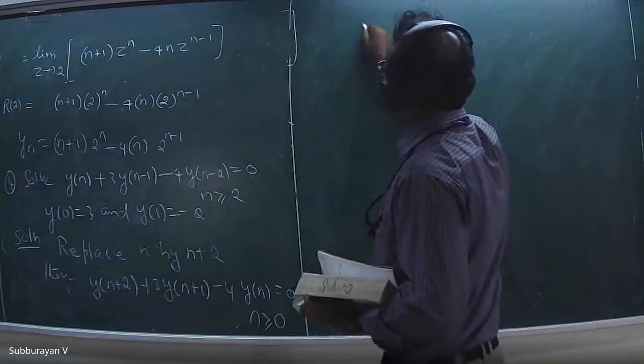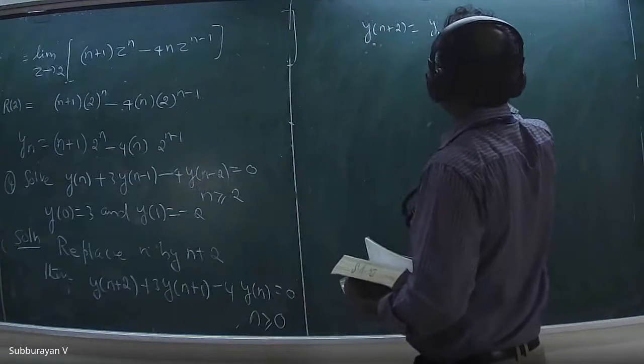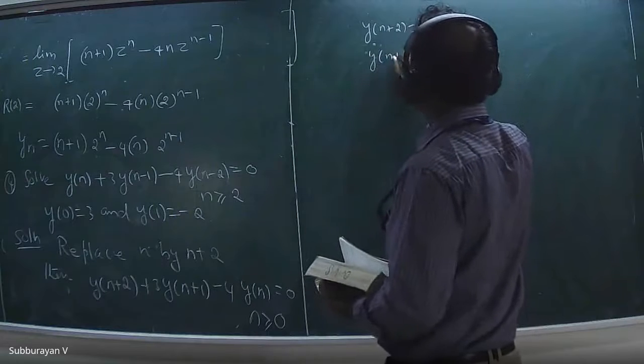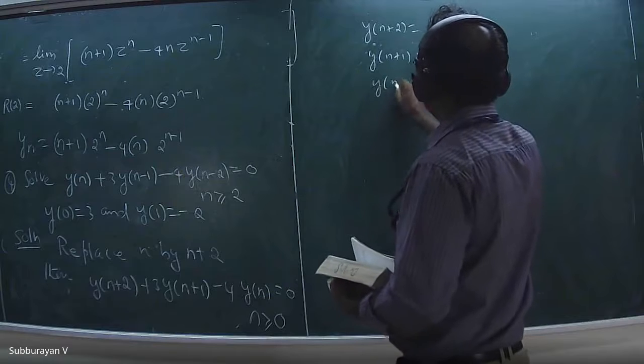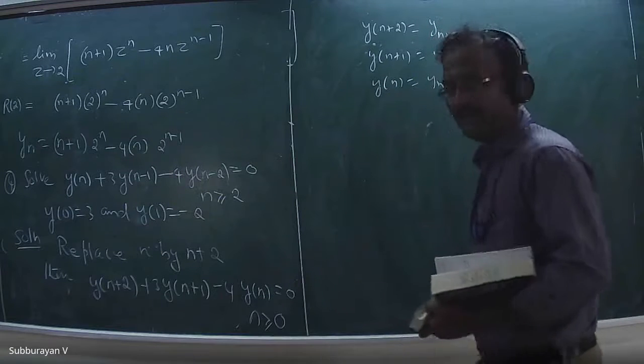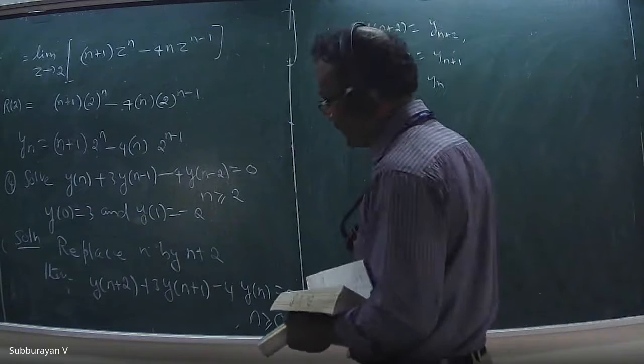Now y of n plus 2, which is y suffix n plus 2, and y of n plus 1, which is y suffix n plus 1, and y of n, which is yn. Y of n equal to yn. Now apply the z transform on both sides.